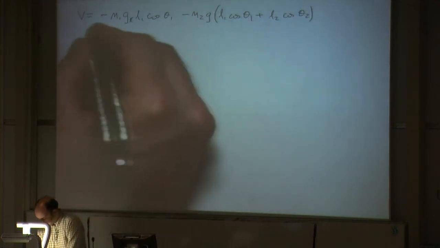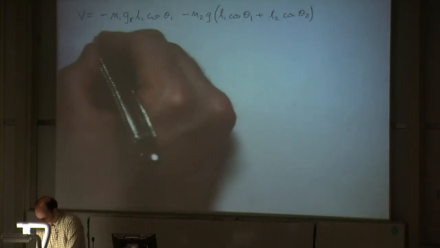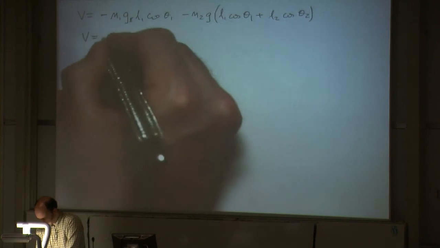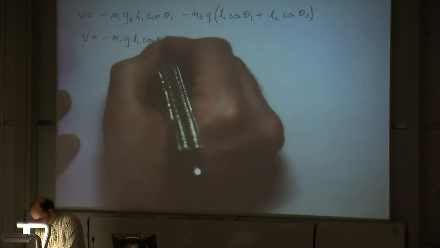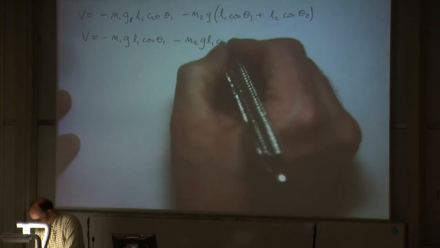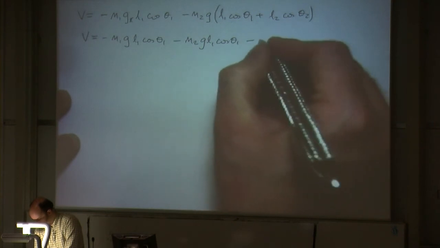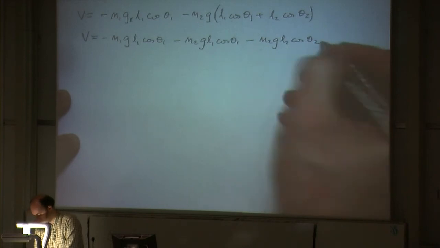And so that's L. We don't need to worry too much about having to change it. We could multiply this out if we wanted to, so let's do that just to make life a little bit easier. M1 G L1 cosine of theta 1 minus M2 G L1 cosine of theta 1 minus M2 G L2 cosine of theta 2.